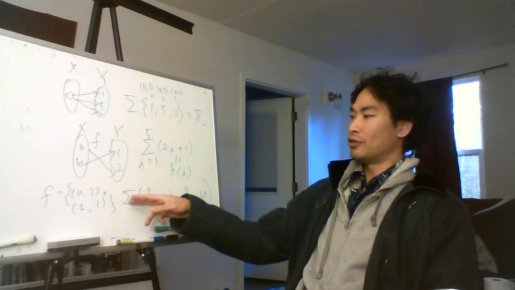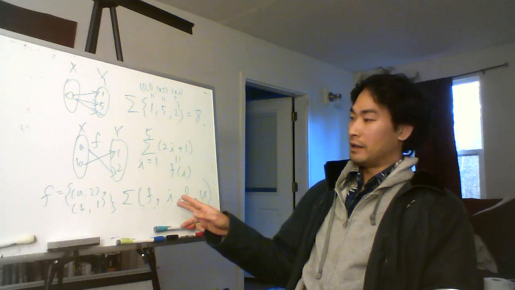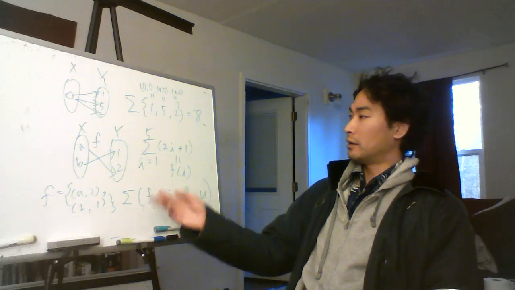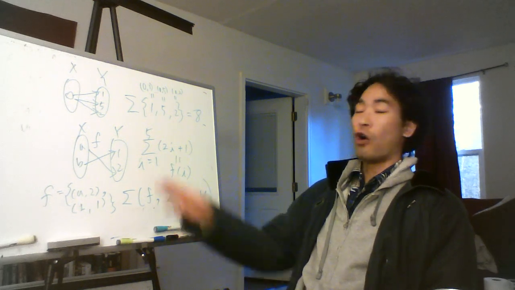Pi is just, you're multiplying everything instead of adding everything. Okay, so pi, yeah, pi. How about comma?